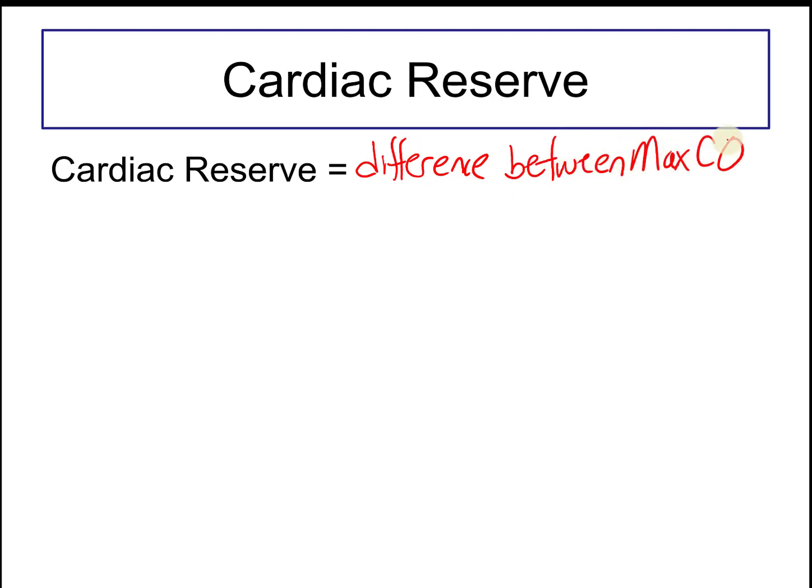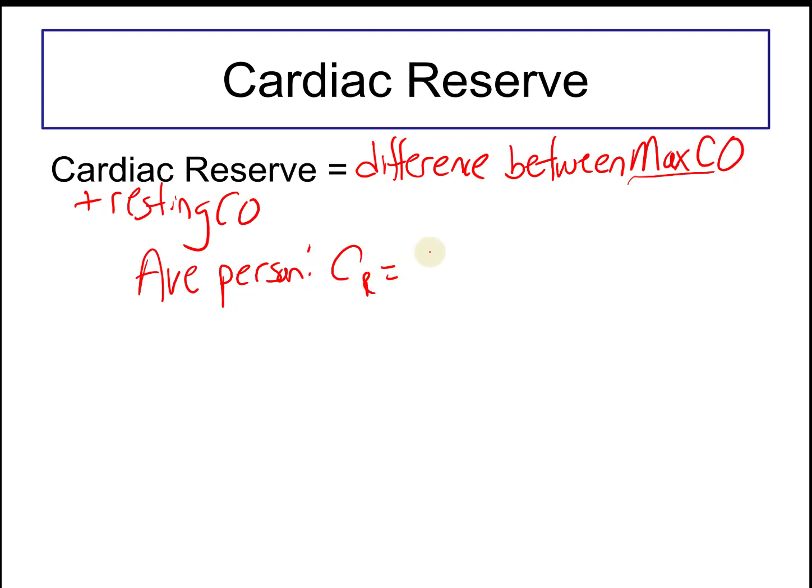So that's the maximum cardiac output, when you're exercising to the max, and your resting cardiac output is when you're at rest. Okay? So cardiac reserve, again, is the extra amount of blood that you can pump out if you really had to. The difference between your max cardiac output and your resting. So for the average person, the cardiac reserve is around 4 to 5 times the resting cardiac output.